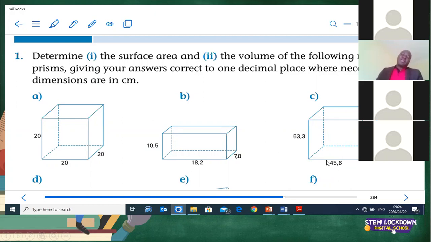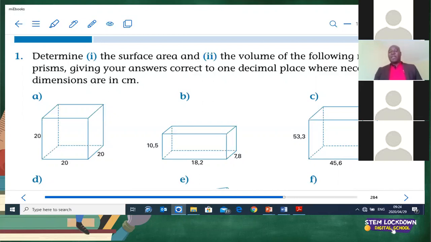Again, it's only two things that are equal there, the length and the breadth. But the height is different, it's 53.3. So you cannot apply the same method that you applied in this cube, because not all three sides are equal. The length is equal to the breadth, but both of them are not equal to the height.